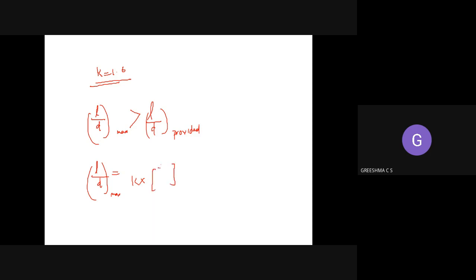Next, L by D maximum should be greater than L by D provided. You have to satisfy this equation. L by D maximum is equal to K into the span to depth ratio. The span to depth ratio is given in the IS code on the previous page. Find out the L by D you have provided, and tell me the answer for the next class.